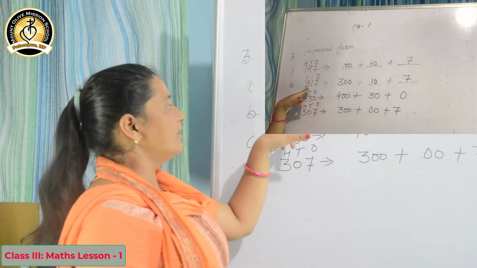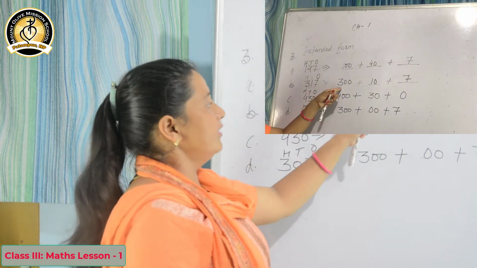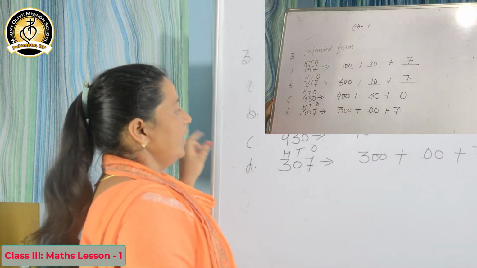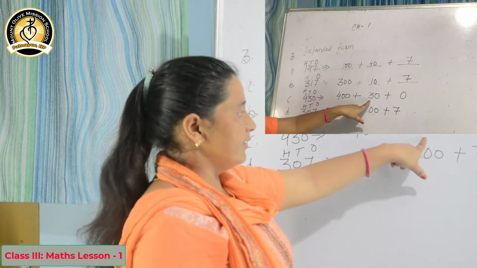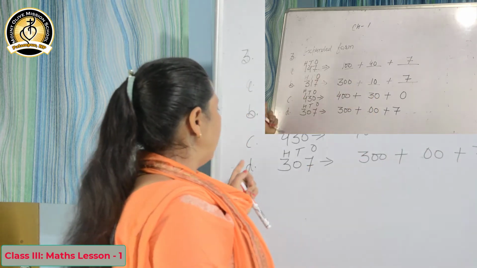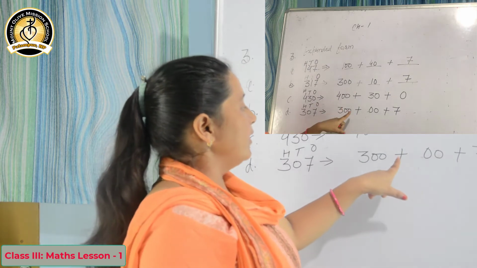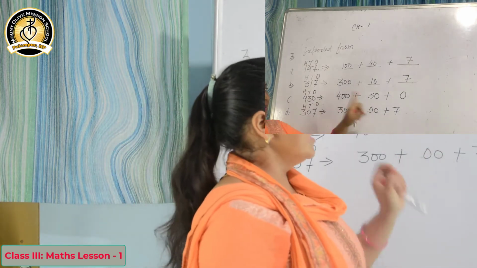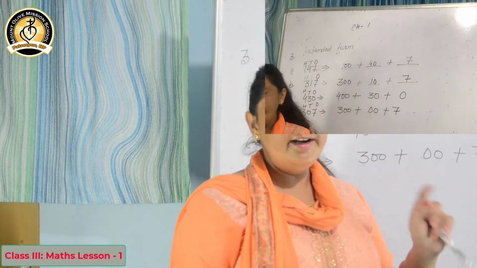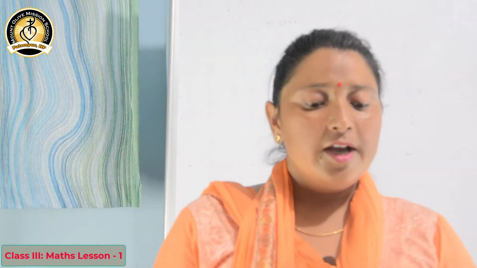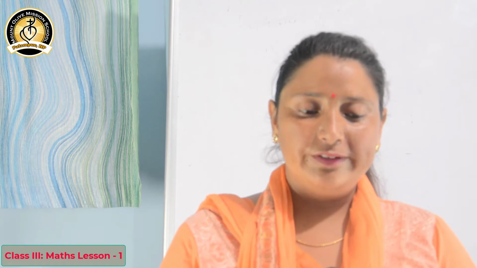After that, 370, 300 plus 10 plus 7. 430, 400 plus 30 plus 0. And last one is 307, 300 plus 0 plus 7. So this is the expanded form. So dear student, come on the question number 4.